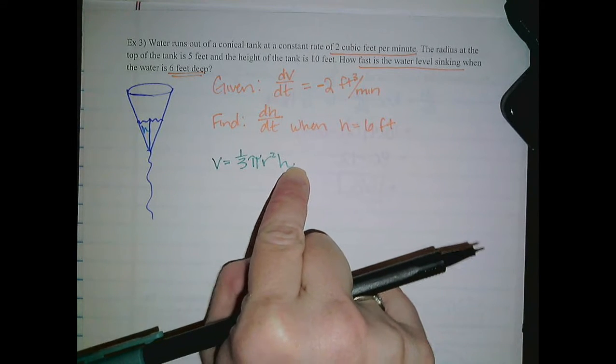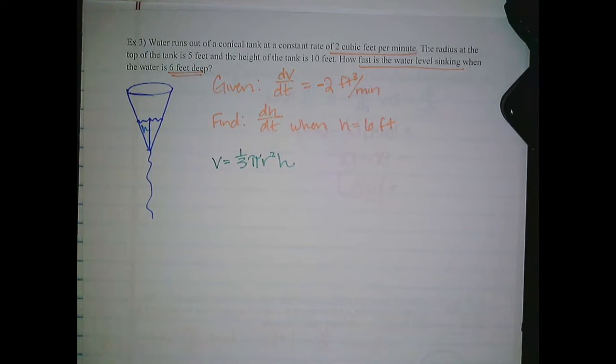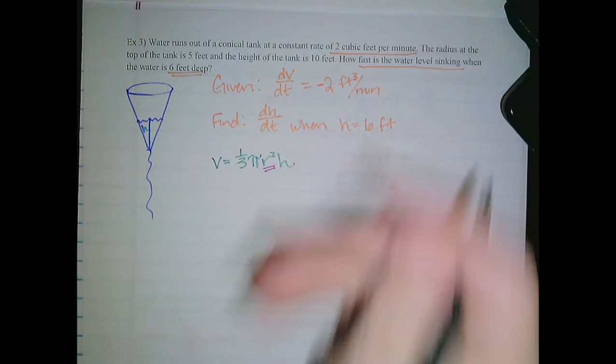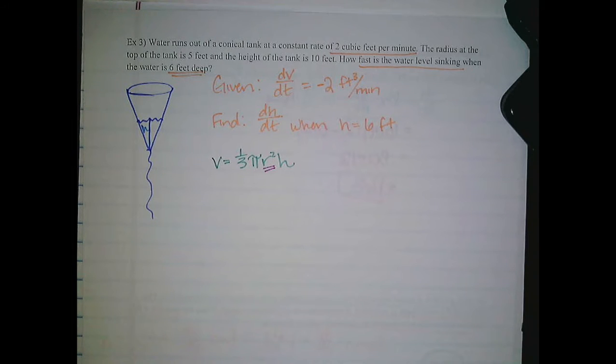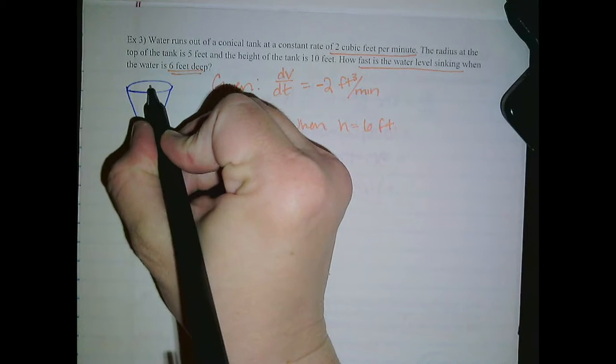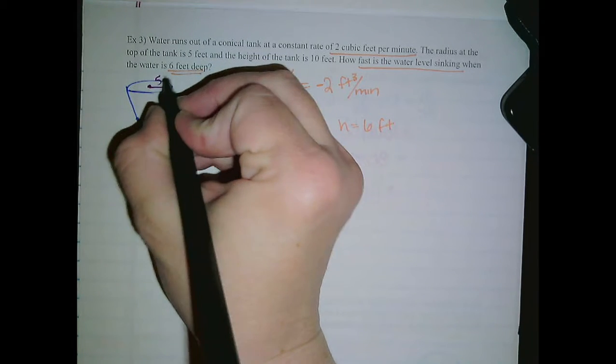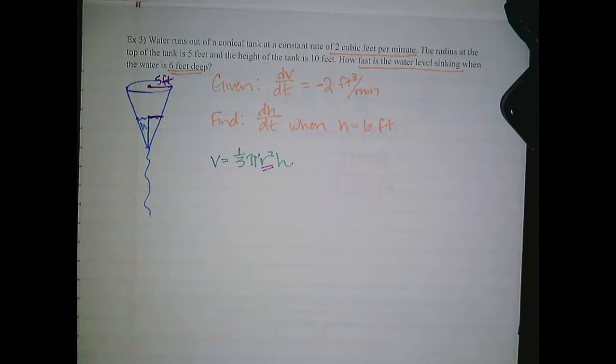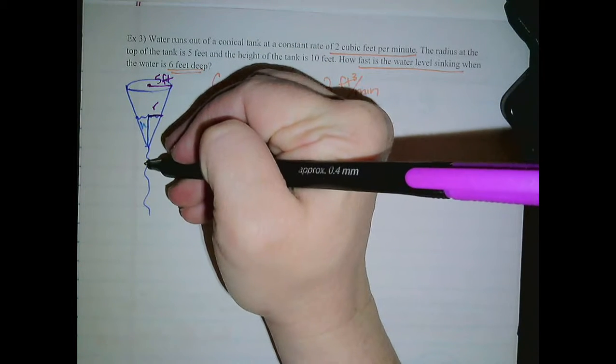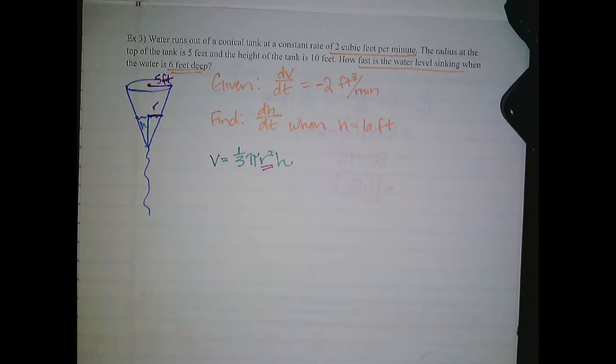But in doing so, we've kind of created another issue. Because notice that the volume isn't just dependent on the height of the water. The volume is also dependent on the radius of the water. And while we know the radius of the tank, they've told us that the radius at the top of the tank is 5 feet, we don't really know what the radius of the region with the water is going to be, because that's going to depend on our water level. As our water is running out, the height is going to be decreasing. The radius is also going to be decreasing.